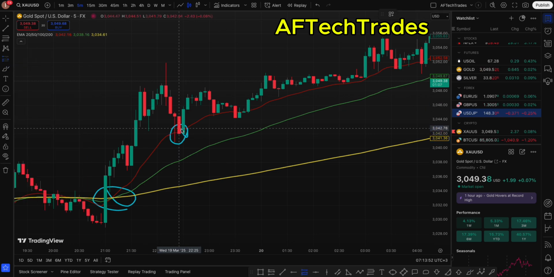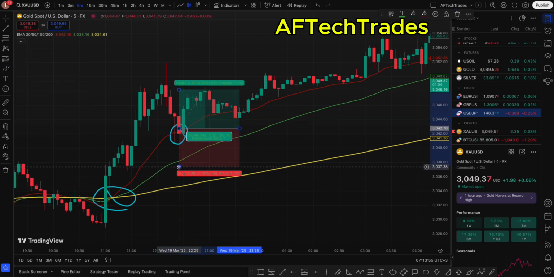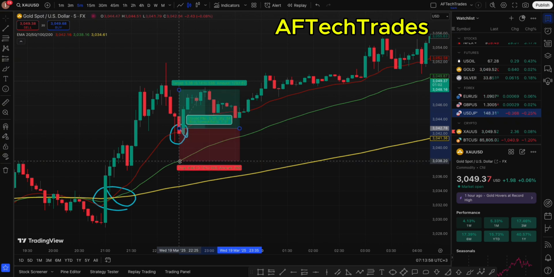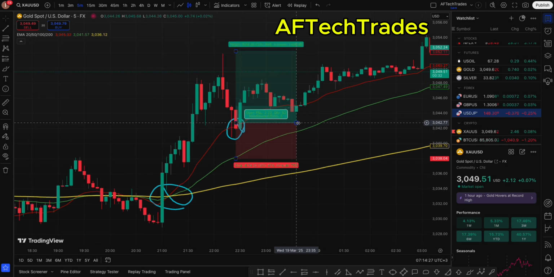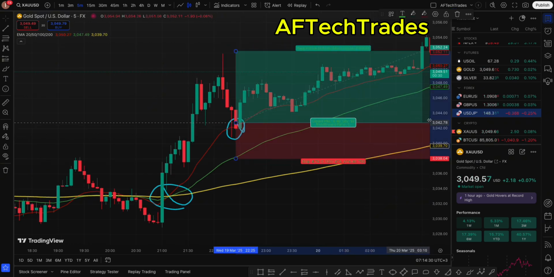You enter for a long position. You can see either way it works perfectly, but you can put your stop loss just below your 20 EMA or the 50 EMA, just to give your trade breathing space in case of any market manipulation. And your TP, you can just target two times your SL, and you can see that this market hits TP.